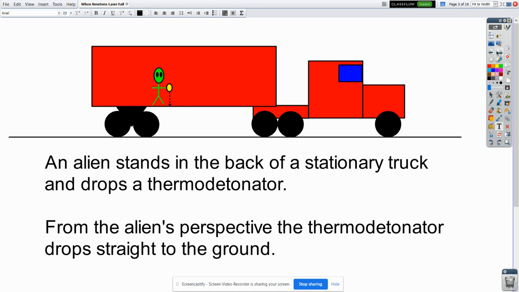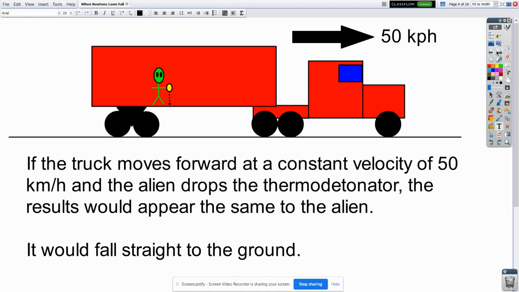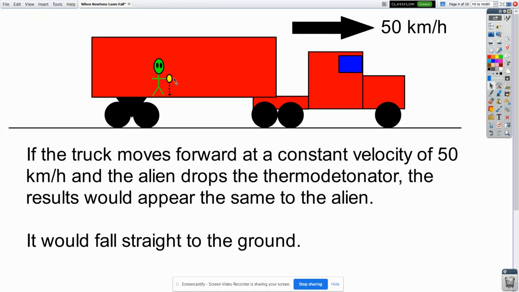This would be the case even if the truck were moving at a constant velocity of 50 kilometers or miles per hour. If this alien is in the back of this truck, and if this truck is traveling forward at a rate of 50 kilometers per hour, as he drops the thermodetonator, he's still going to see the exact same thing. The thermodetonator is going to drop straight to the ground. That's the way he perceives it because of his frame of reference.